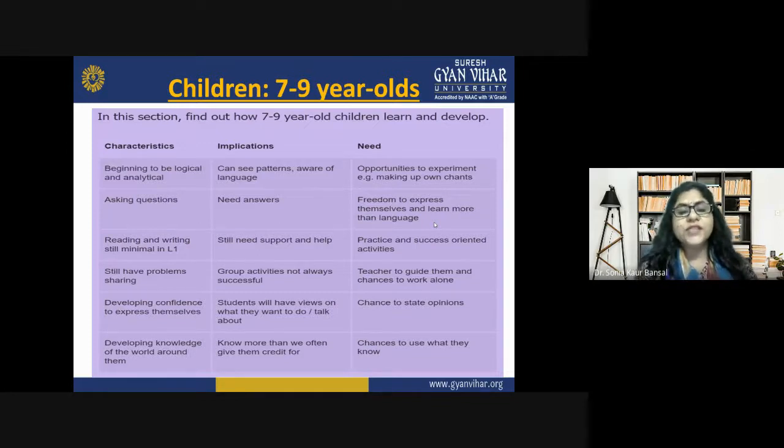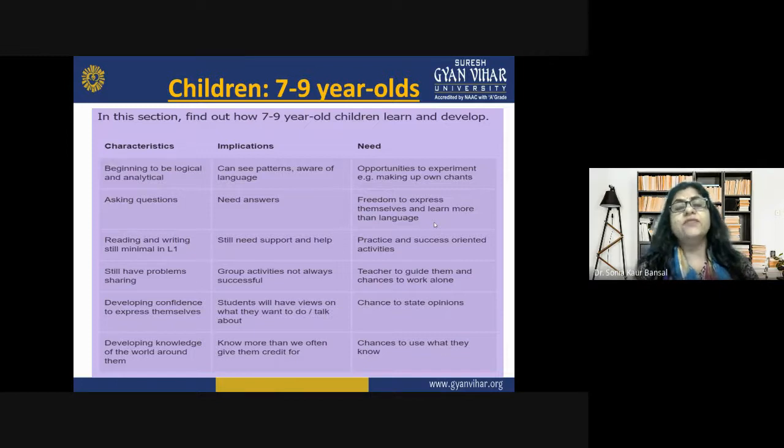The next, students, we must see the characteristics of developing knowledge of the world around them. This is the curiosity age, as I have already told you, that children are very curious. They want to know each and everything around them. What is happening, why it is happening, how, why, what, these are the types of questions that they want to know more and more about.